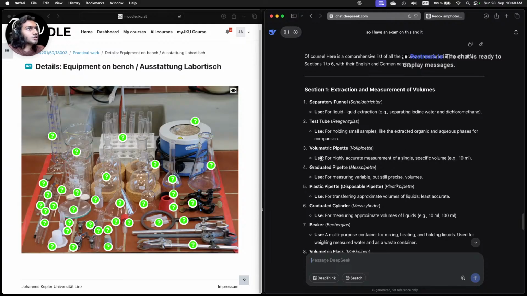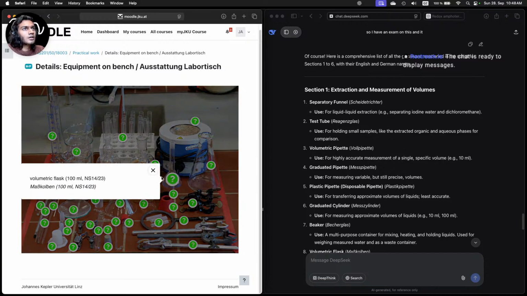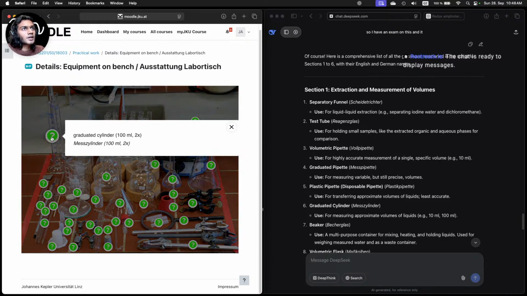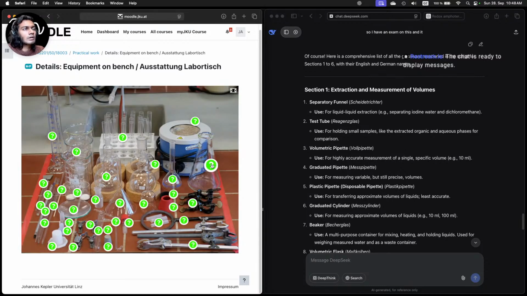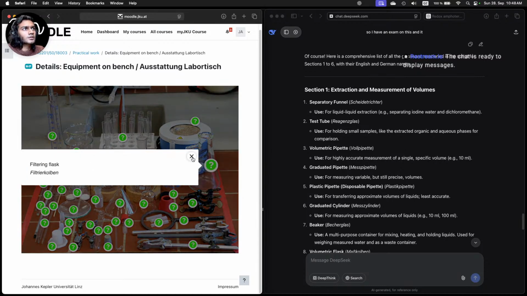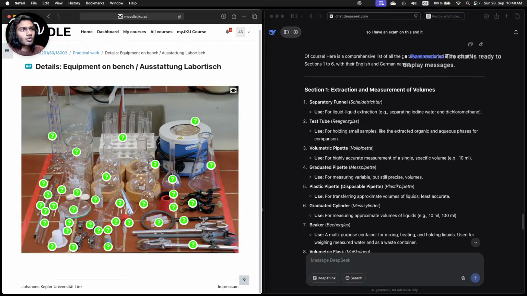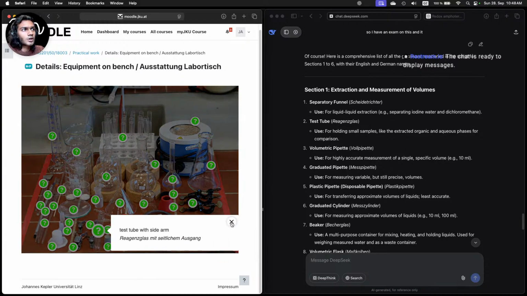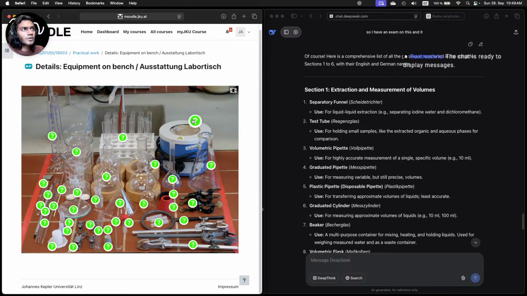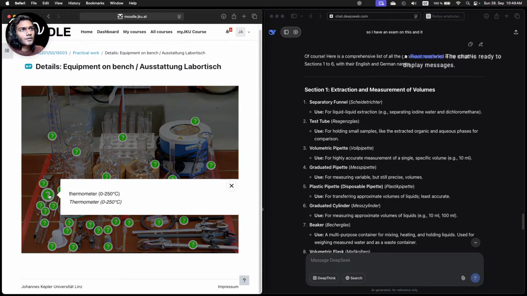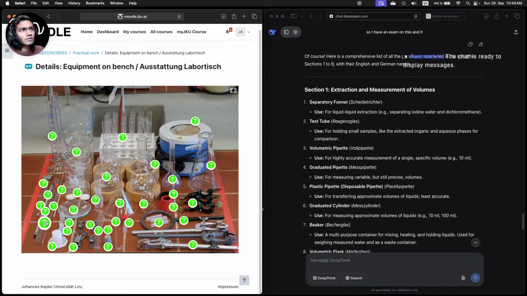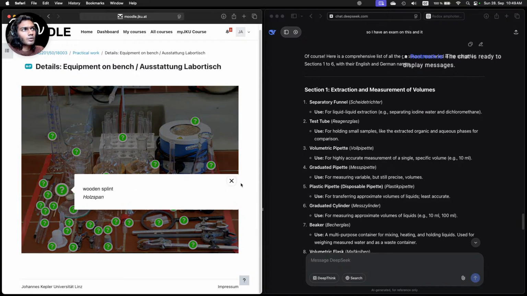Separatory funnel, Schlenk funnel, that's the volumetric flask. That's the graduated cylinder. I forgot the name: filtering flask. Test tube with sidearm, yeah. Test tube, heating mantle, watch glass, thermometer, graduated pipette, volumetric pipette, wooden splint.